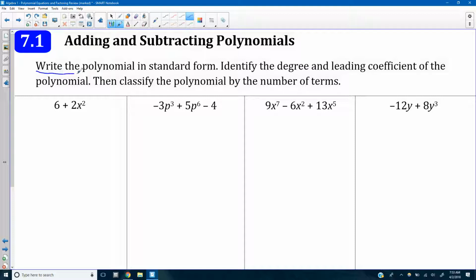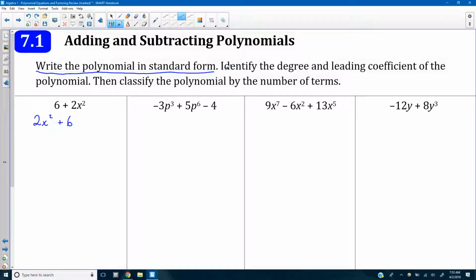Now, first of all, write the polynomial in standard form. What we're going to do for all these problems here is make sure that the highest degree goes first. So for number 1, or this first problem right here, 6 plus 2x squared, this has degree of 0, this has degree of 2. I'm going to rewrite this as 2x squared plus 6.